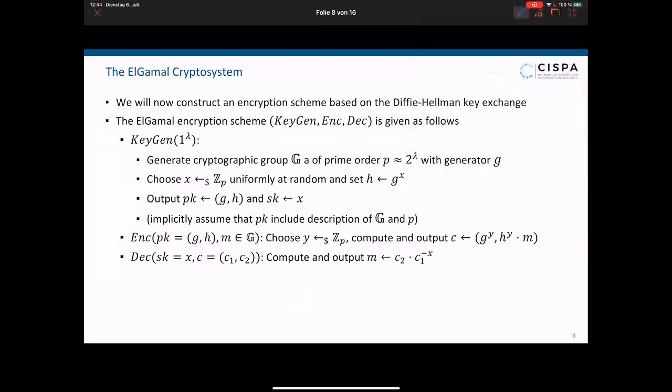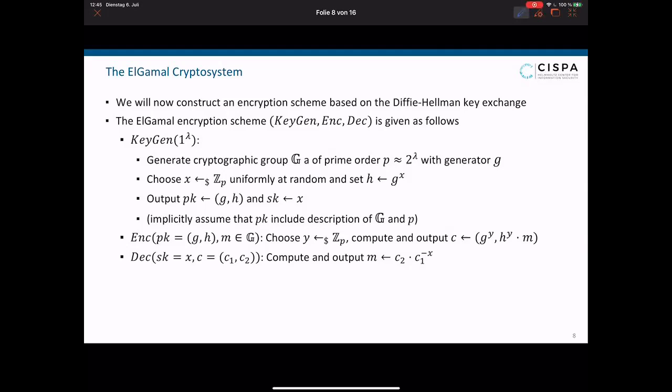So as a first encryption scheme, we will look into the so-called El-Gamal encryption scheme. The El-Gamal encryption scheme is essentially, in hindsight, just the Diffie-Hellman key exchange turned into an encryption scheme. There's really not a lot to it. So if you got what was happening in the Diffie-Hellman key exchange, the same thing is happening here in the El-Gamal crypto system. So the algorithms are given as follows.